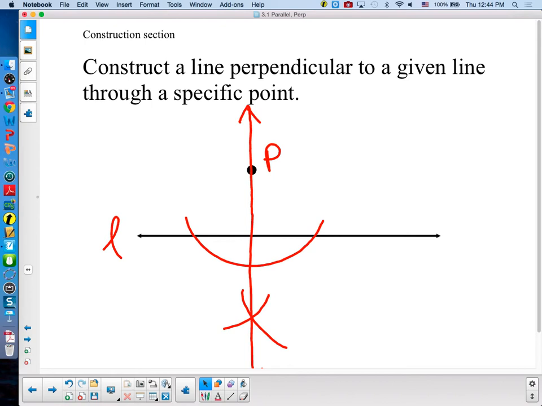With your straight edge, connect this crossing point and point P. That'll make a line, it should measure a 90-degree angle. Right through there. It should make a 90-degree angle and it should go right through point P.